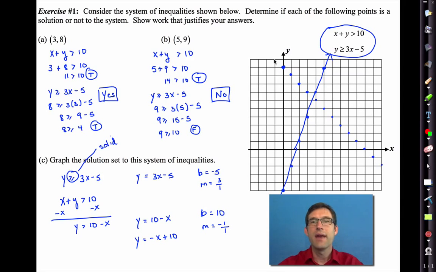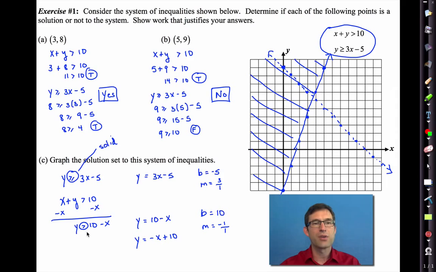All right. Now, in this case, since there is no equal sign, we need to draw this in dashed. All right. But now we've got some shading. In the first one, it was y is greater than or equal to 3x plus 5. So we're going to shade above this line. And actually, I'm going to change my color to red for the other one.